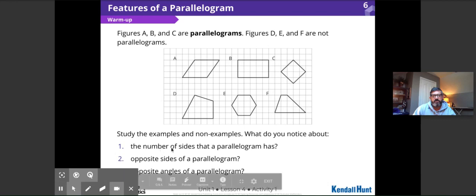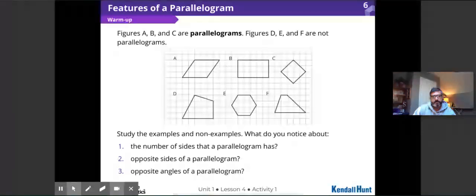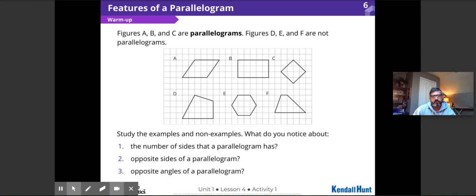So what do we see about the number of sides that a parallelogram has? Let's count the number of sides of the shape in A. Can you count those for me? How many sides in A? 1, 2, 3, 4. That's right. So parallelograms have 4 sides.